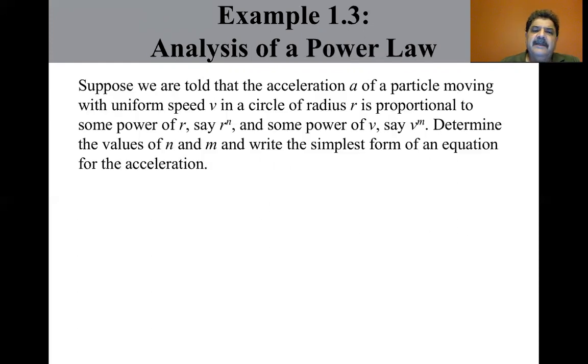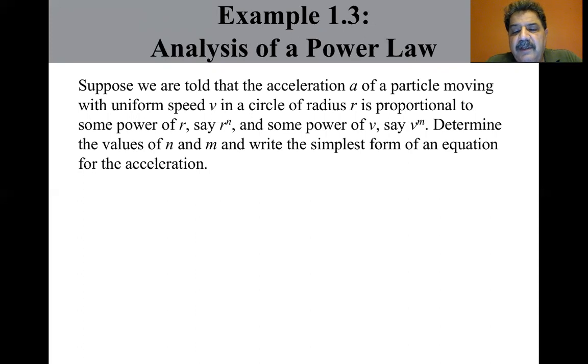Okay, let's get another example, analysis of a power law. Suppose we were told that the acceleration a of a particle moving with uniform speed v in a circle of radius r is proportional to some power of r, say r to the n, and some power of v, say v to the m. Determine the value of n and m and write the simplest form of the equation for the acceleration.